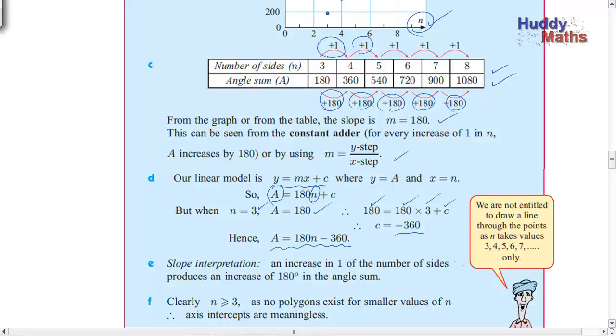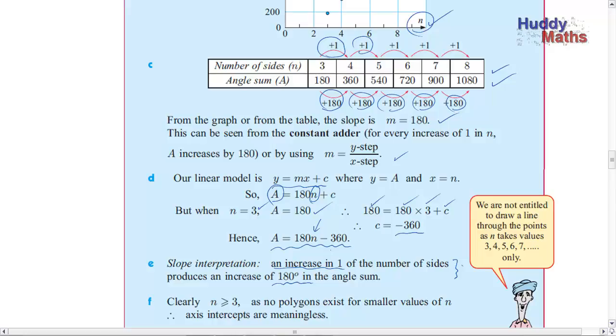So the slope interpretation, this is important, you would have done this in junior maths. An increase of one in the number of sides produces an increase of 180 in the angle sum. Okay, so that's important. See that in there? As you increase n by 1, you multiply it by 180, so that goes up by 180. That is the slope value.